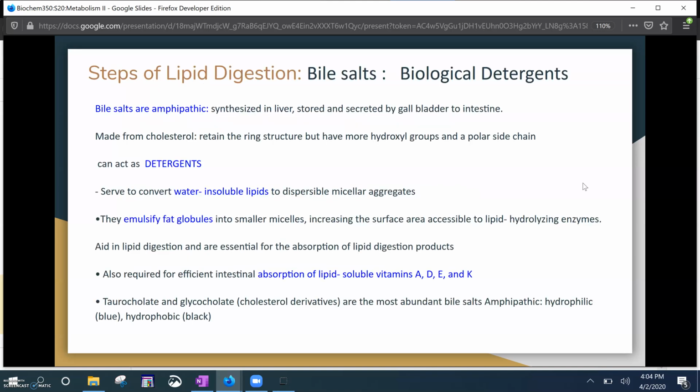So bile salts are amphipathic. That means they have a polar end and a nonpolar end. They are synthesized in the liver. They are stored and secreted by the gallbladder, and then secreted into the intestines. They act as detergents. They can break up the water-insoluble lipids.